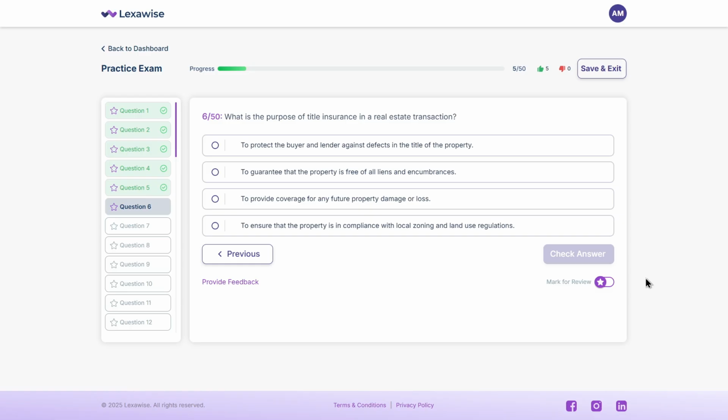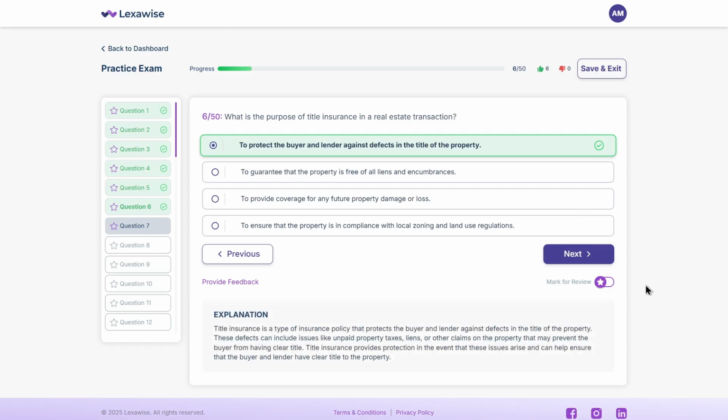The correct answer is A. To protect the buyer and lender against defects in the title of the property. Title insurance exists to guard against unknown issues like liens or claims that could affect ownership after closing.